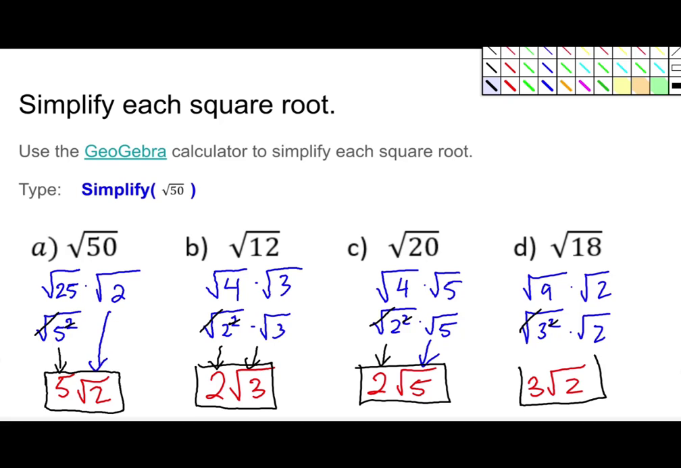And if we ever ask you to simplify, usually we simplify almost every single time. So every time you try a problem, try to simplify it if possible. And remember, if you're not that great at multiplication, you always have your GeoGebra calculator that can help you out.